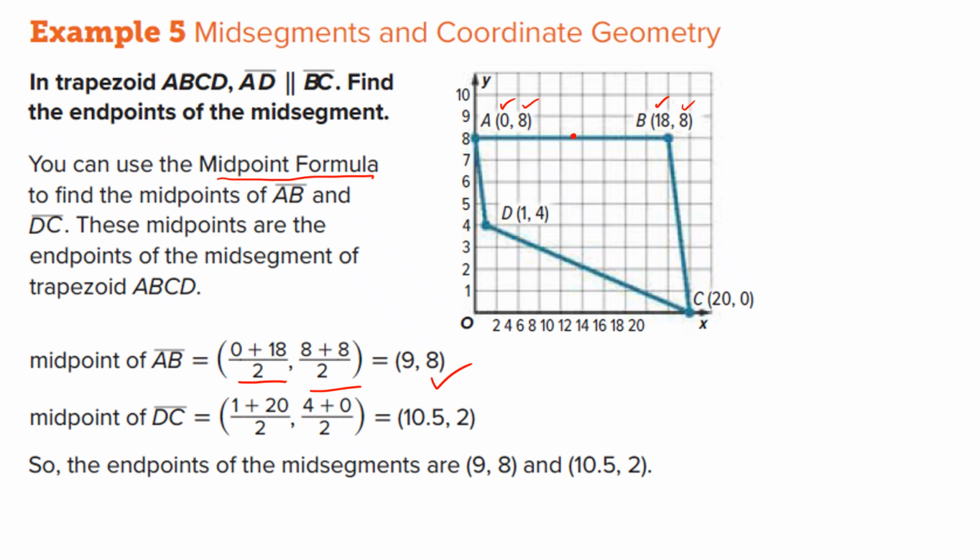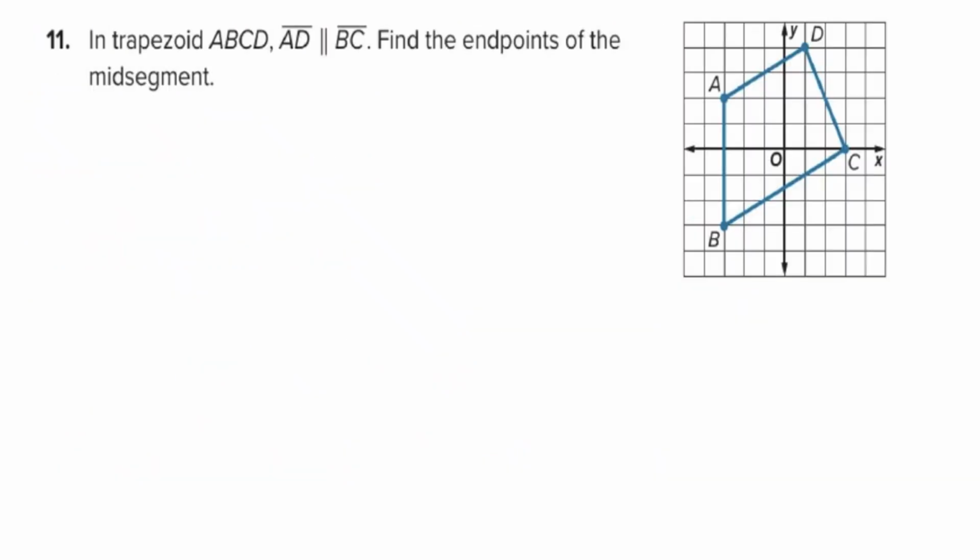To get the other endpoint, we need to find the midpoint of CD. So let's use the midpoint formula one more time. For the x coordinate, 1 plus 20 divided by 2. For the y coordinate, 4 plus 0 divided by 2. So here it comes out to be a decimal. The other endpoint of the mid segment would be 10.5, 2. So the final answer, when you give along with the steps, you give both the endpoints 9, 8 and 10.5, 2. So that completes the question on the endpoints of the mid segment.